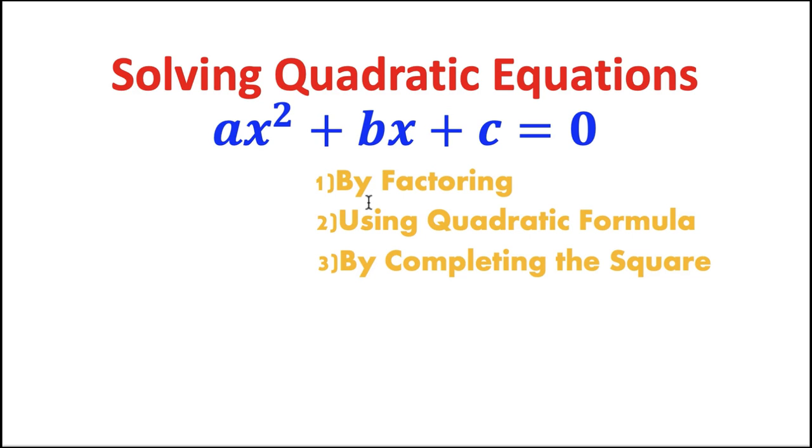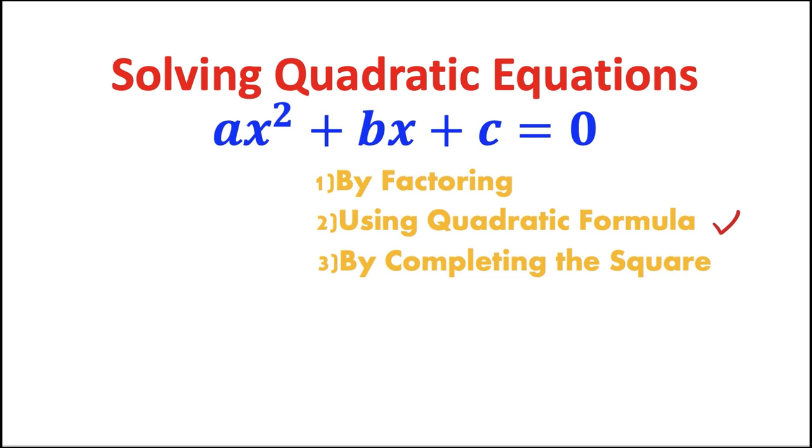First one is by factoring, which is the one I like the most and also the easiest way. But sometimes quadratic equations won't be factorable, so we can always choose another method. The second way is the one we're going to focus on, using the quadratic formula. And the third way is by completing the square.